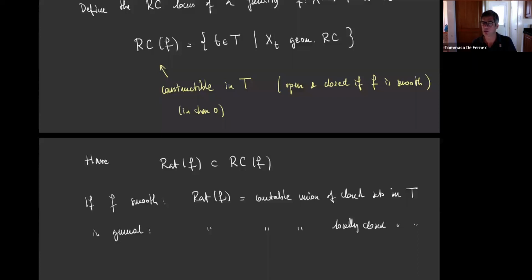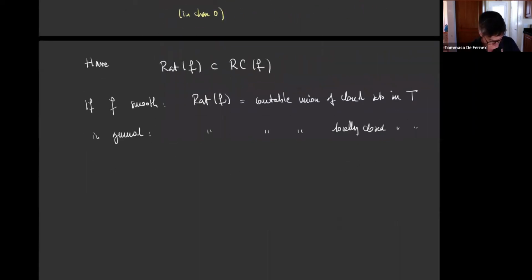But what if we just regard this rational locus inside the rationally connected locus? Do we actually get closed sets? So that's the question I want to ask. So the theorem here is that the answer is yes, if the dimension is small. This is a theorem from work with Fusi.